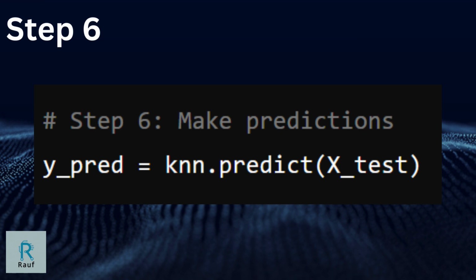Now in step 6, I am predicting the value, using knn.predict on X test. The model is trained on X train and y train, and then we predict by giving it only the X test value. Now it has to predict the y test by itself.